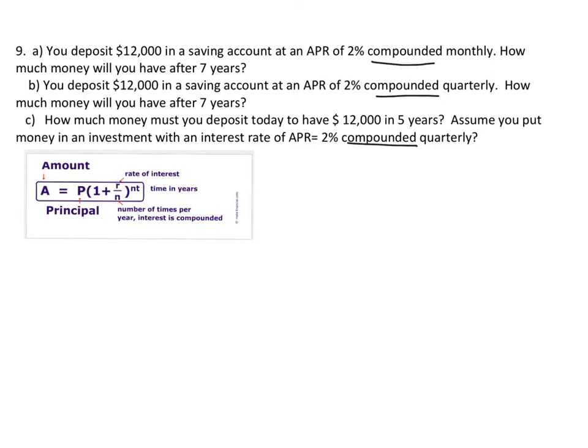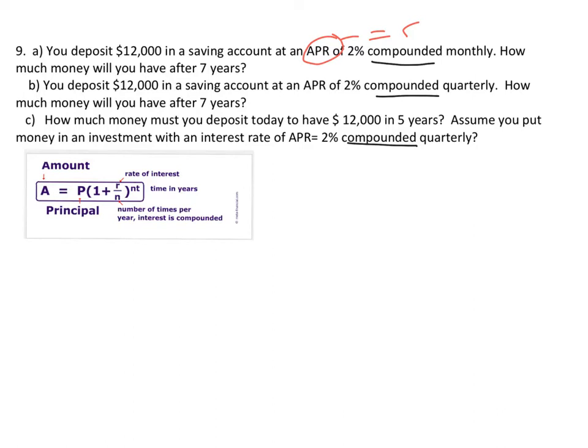R is the rate of interest, and that's the rate per year. Also notice that in these problems it's called the APR, the annual percentage rate. So this APR is equal to what's R in our formula. Annual percentage rate, that's R, and that's the rate of interest per year. N is the number of times per year that interest is compounded. So for example, if you are compounding quarterly, that means once every quarter of a year, so that's 4 times per year. So N would be 4.